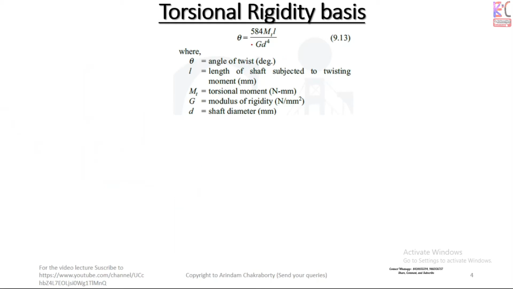So theta is equal to, we know, 584 Mt L by G d^4. This was considered from your last torsion chapter in strength of materials. If you have any doubt, you may ask me.